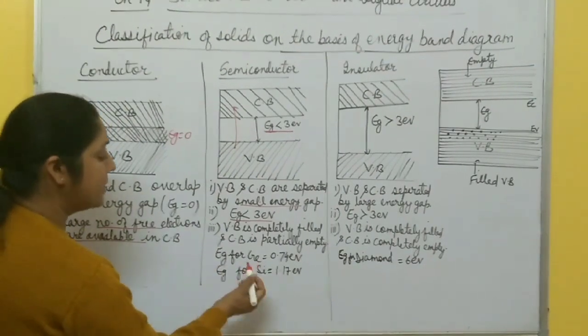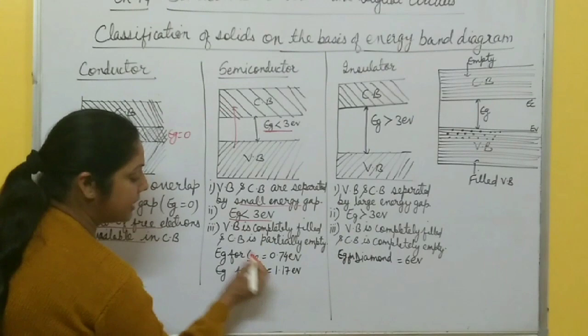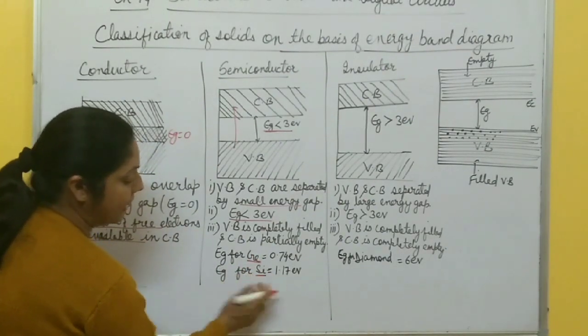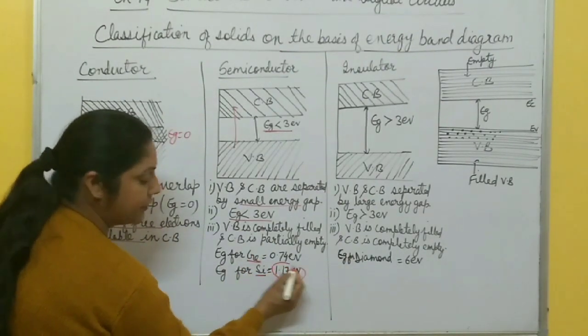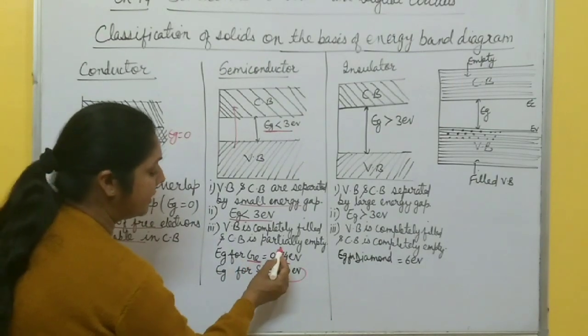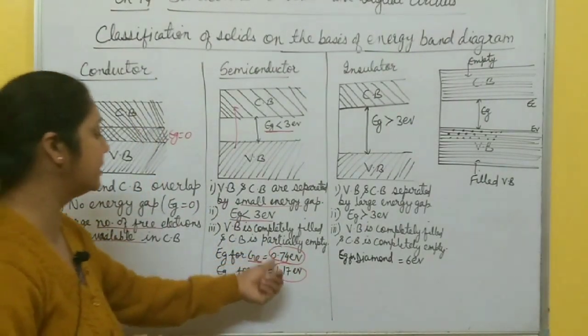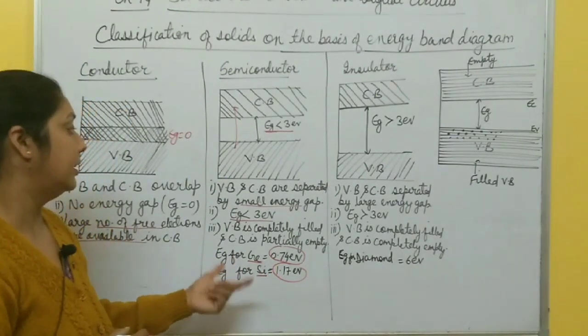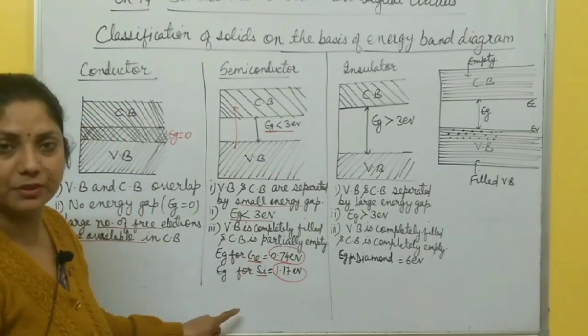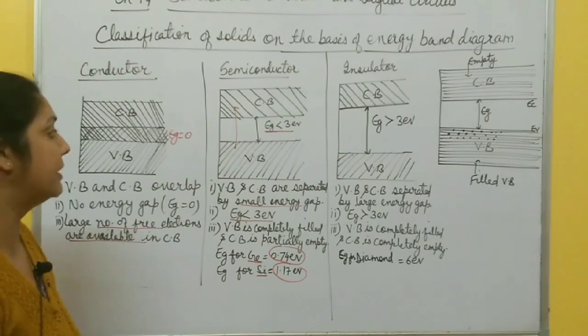For example, silicon and germanium are good semiconductors. Silicon has a band gap of 1.17 electron volt and germanium has a band gap of 0.74 electron volt. You must remember these two because in the whole chapter we only use these two types of semiconductor, germanium and silicon. It's very important.